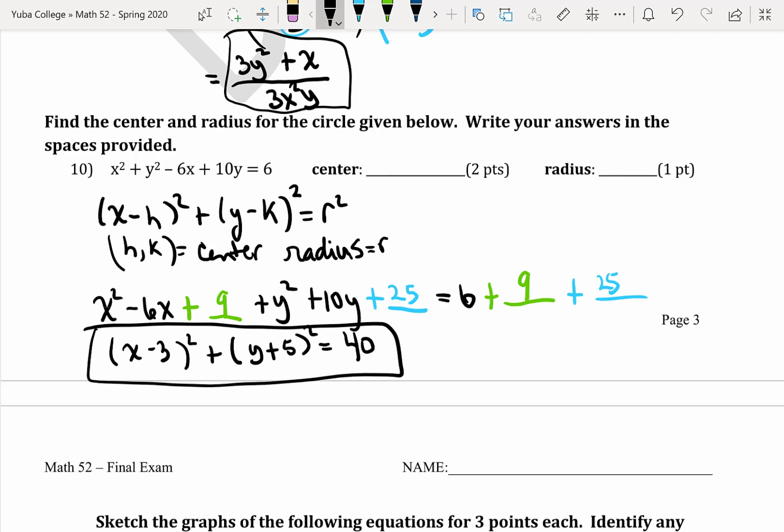R squared is equal to what's on the other side when it's in this form, and so R squared is equal to 40. If we take the square root of both sides, usually put the plus or minus, but we're talking about distance, so we're not putting that in front of the square root sign. So just positive square root of 40. I notice I can break this down. 40 is 4 times 10, and 4 is a perfect square. So this could be broken down as square root of 4 is 2, and then we're left with a 10 underneath the radical. So our radius is 2 root 10.